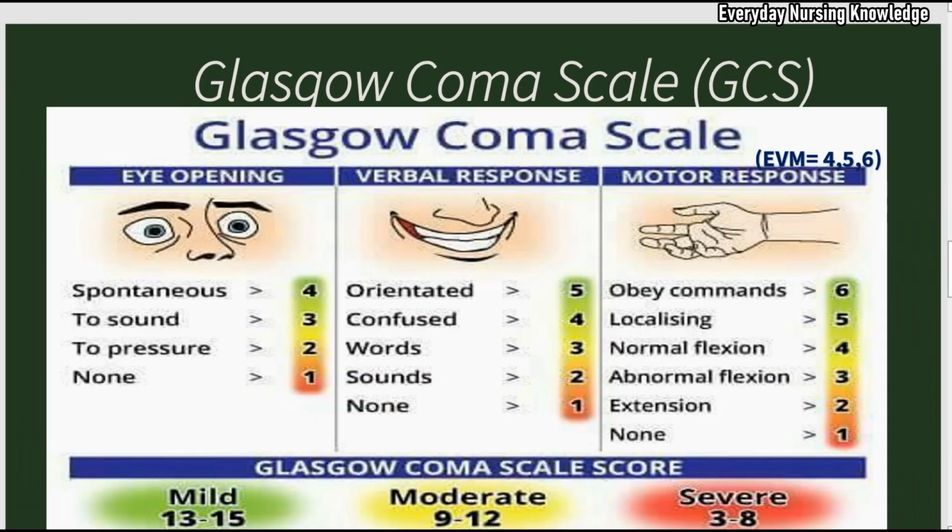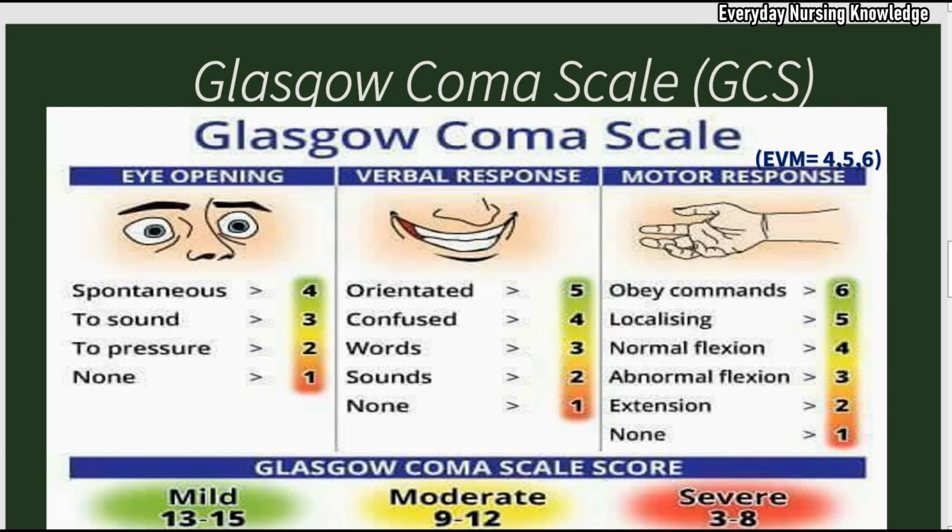Now, in Glasgow Coma Scale, you assess 3 responses: patient's eye opening, patient's verbal response, and motor response. For eye opening, you can give a maximum of 4 score, for verbal 5, and for motor 6. So total of 15 score in Glasgow Coma Scale.